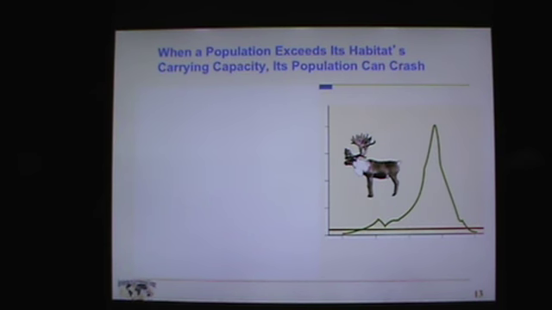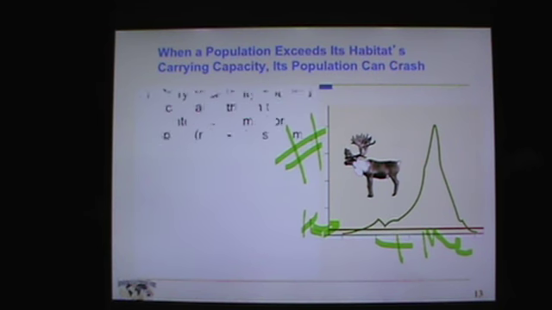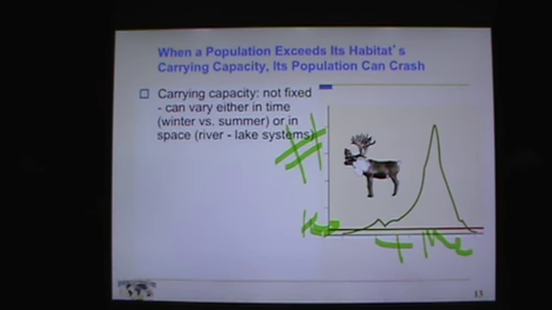These happen to be elk, I believe, or moose, large animals, and just numbers on this axis and time on this axis. And what happened, this orange line here, that is the carrying capacity. That's K. Don't forget the letter K. Carrying capacity is not fixed. It can vary in time.